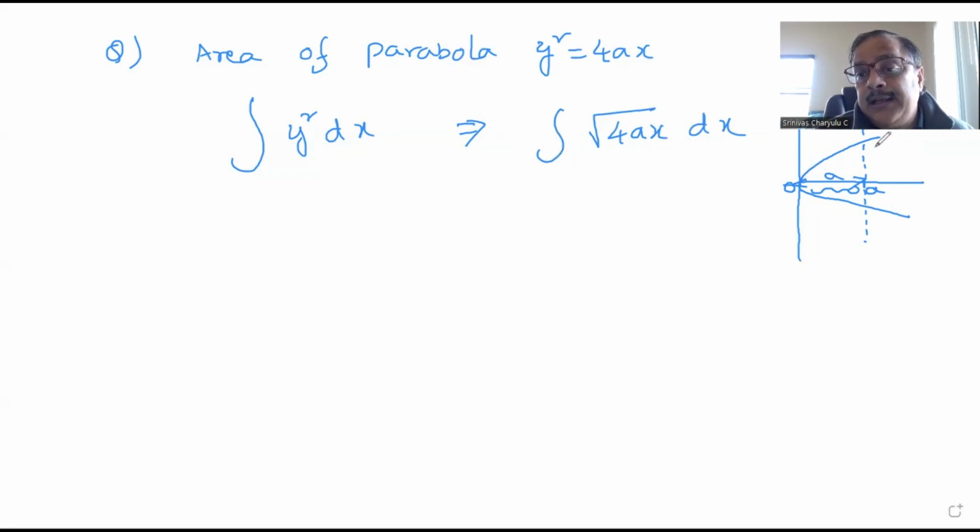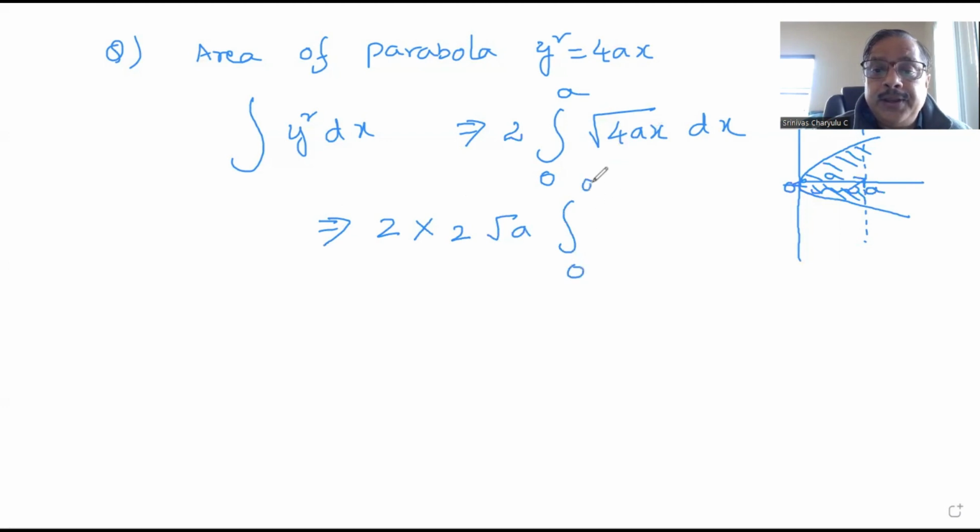Now if you see clearly, this line divides the area into two parts. So if you find the upper part and multiply it by 2, you will get the total area. So we will write here 2 integral 0 to a. If you do this, you'll get the area of the parabola. Let us start doing this. 2 into root of 4 means 2, root of a means root a, integral 0 to a root x dx.